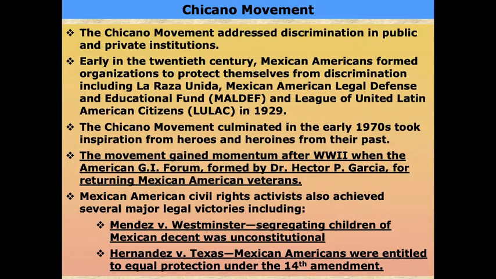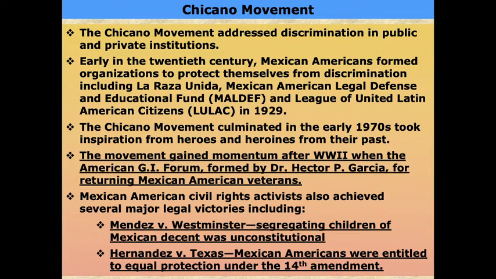We got the Chicano Movement. Chicanos are going to fight for their rights as well. And they look at the civil rights movement for inspiration. And they look at how they too are discriminated against in public and private institutions. So in the early 20th century, we've got groups like MALDEF, La Raza Unida, and LULAC being formed in the 20s.